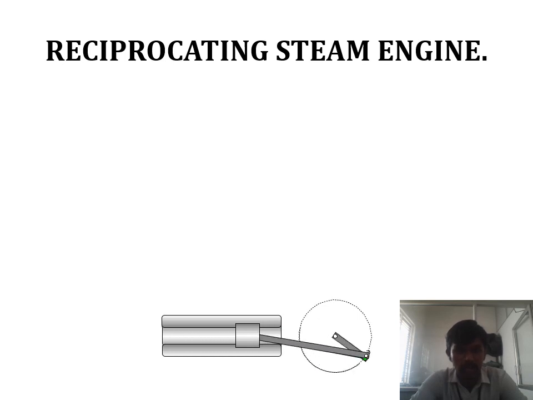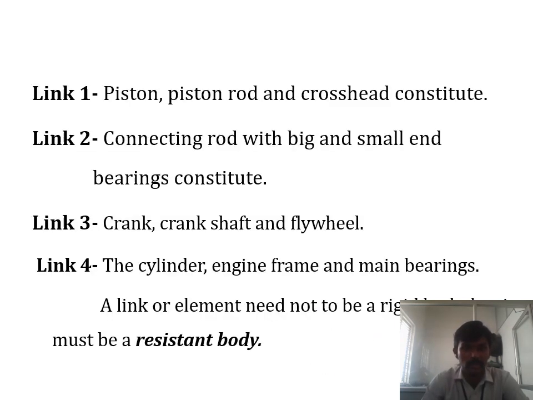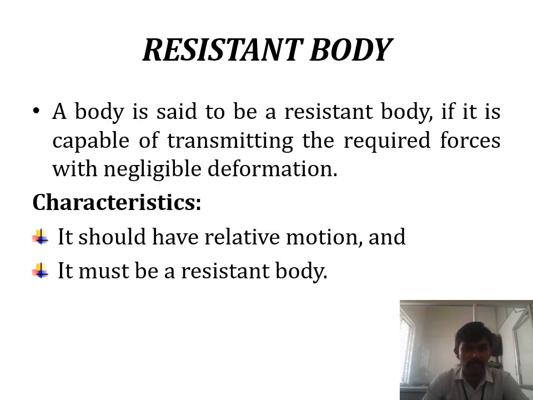So, for example, we take a reciprocating steam engine as an example for kinematic links. Here the crank is a link, the connecting rod is a link, and the piston is a link. The cylinder is also a fixed link. The piston, piston rod and piston crosshead constitute link one, and link two is the connecting rod with big and small end. Link three consists of the crankshaft and a flywheel, and link four is the cylinder. That is a fixed link.